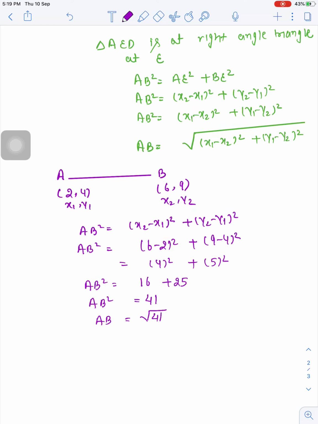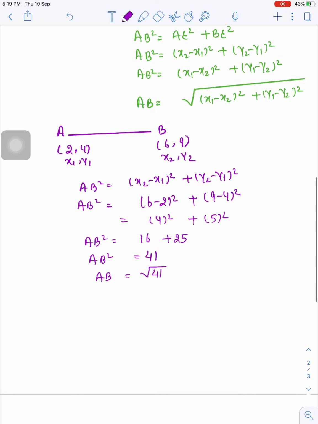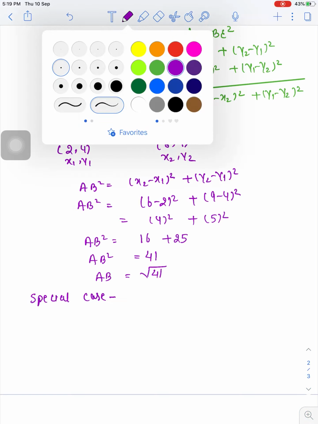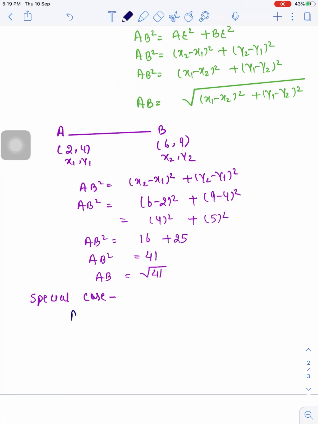Okay. Now we can go with a special case. What is the special case? We can solve many more problems, don't worry. But we can go with the special case. What is the special case? Suppose the first point is the origin. So if the first point is the origin, then its coordinate is (0, 0), and the second point coordinate is (x1, y1). So how can we calculate the formula?